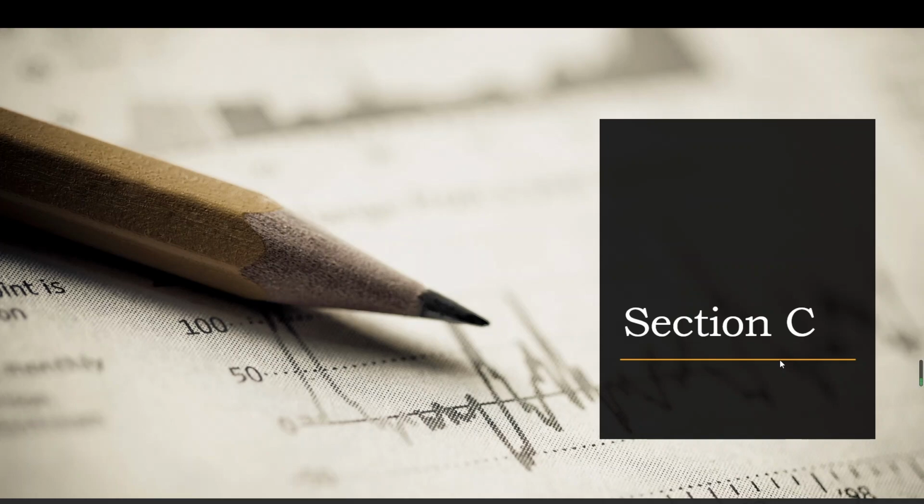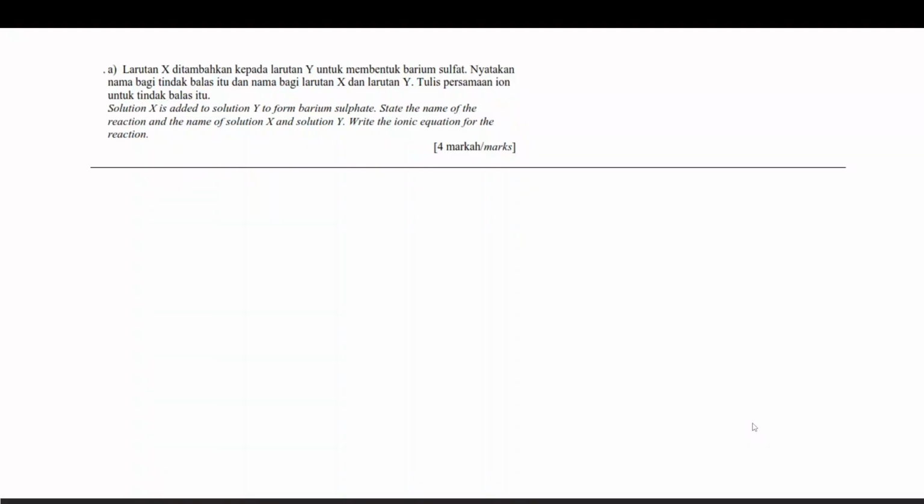Okay, now we look into section C. Solution X is added to solution Y to form barium sulfate. State the name of the reaction and the names of solution X and solution Y. After that, write the ionic equation for the reaction.